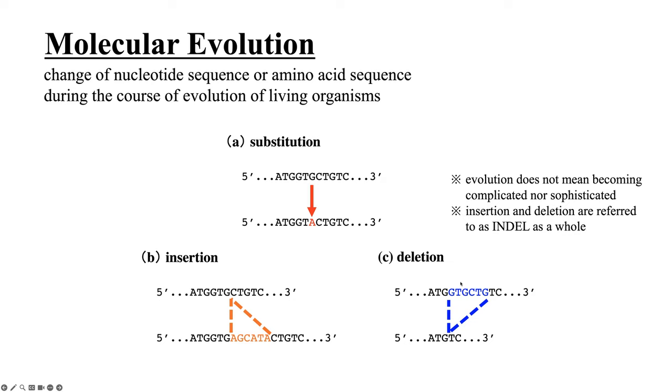So during the course of evolution, the amino acid sequence has changed, even if they are derived from the common ancestry. These changes are called molecular evolution. So molecular evolution means the change of the sequences through substitution, insertion, and deletion. And evolution is often used to mean, for example, to become complex or become good or improved or something like that. But in the case of molecular evolution, it just describes the change of the sequences.